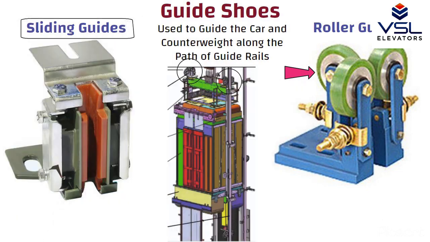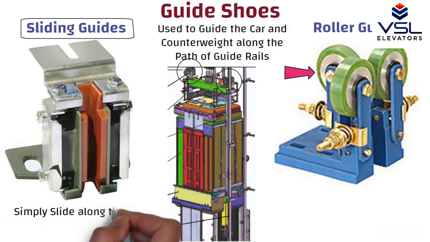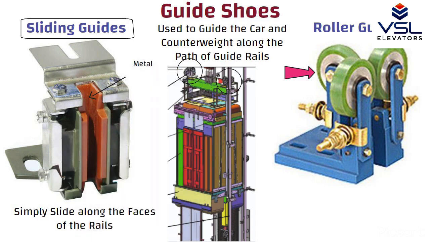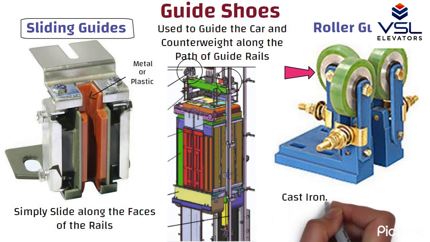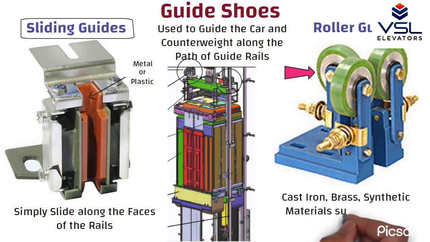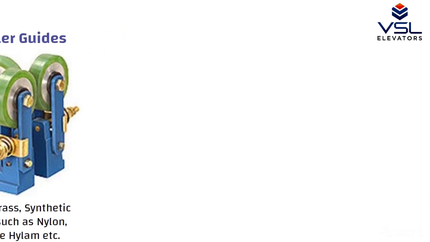Sliding guides. Guide shoes which simply slide along the faces of the rails. The sliding insert or jib may be metal, requiring guide rails to be lubricated, or may be plastic material which is self-lubricating. Guide shoes shall be made of cast iron, brass, or synthetic materials such as nylon, fiber-based hilum, etc.